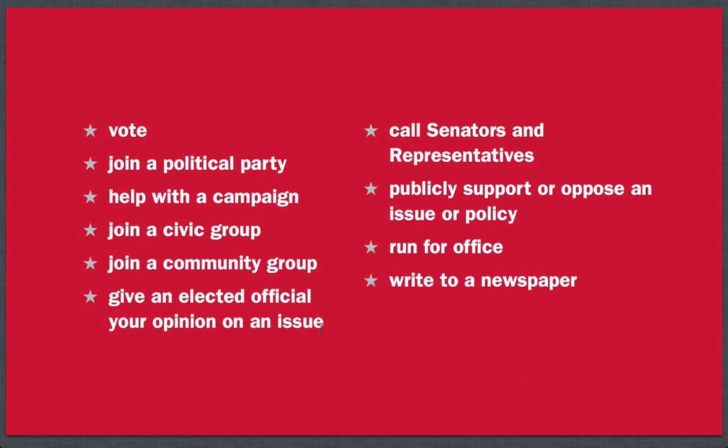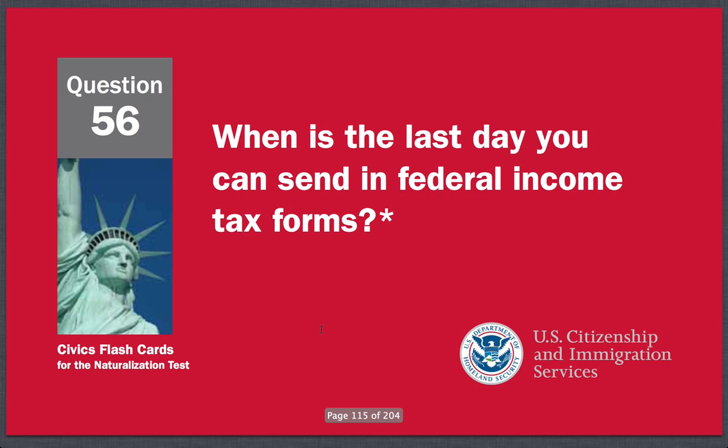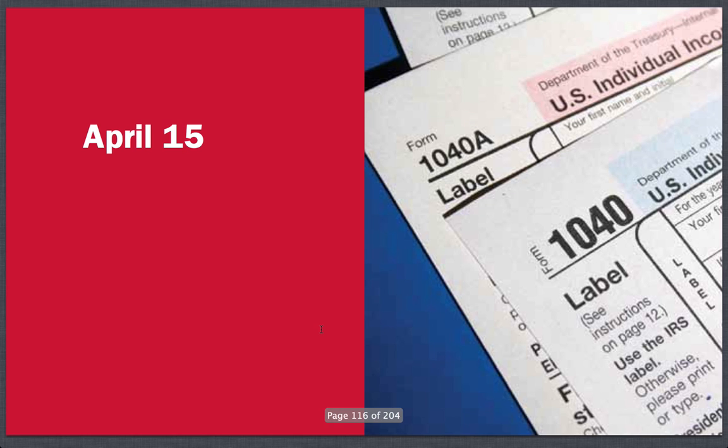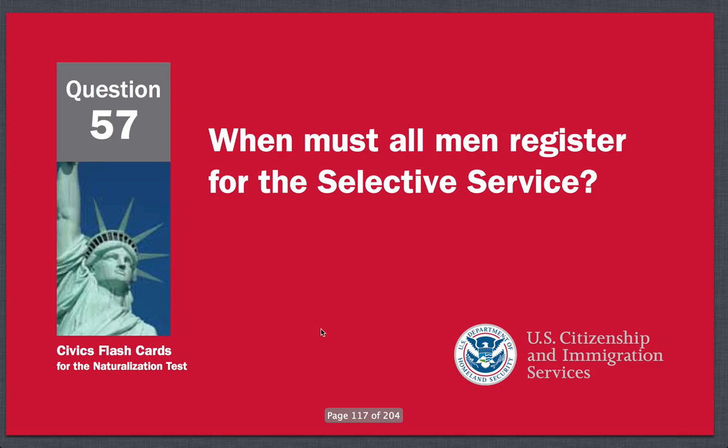They vote, join political parties, help in campaigns. You can give any of those answers, it would be good. You don't have to give all of them, but usually they ask for 2 of them. And what is the last day you can send in federal income tax forms? April 15th, and April 15th has just passed, so be ready for that.